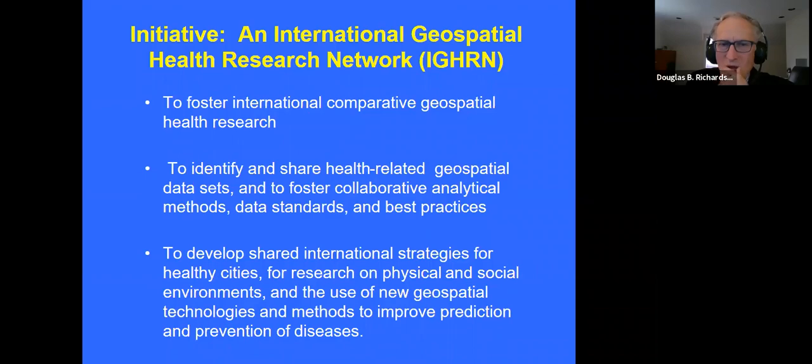Something that's about 5 or 6 years old, but has been on hold for a number of years. We're working with several other universities to try to develop an international geospatial health research network, or not to develop it, but also revive it. We have universities in North America, Europe, and Asia who have been and will be on the steering committee of this new network that we're reviving. So next slide.